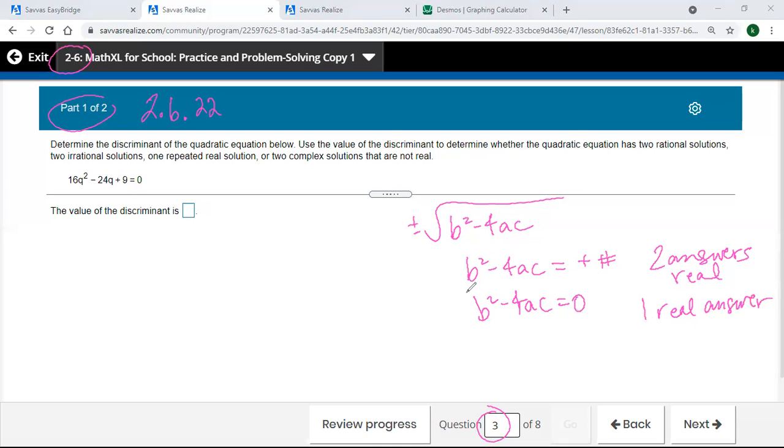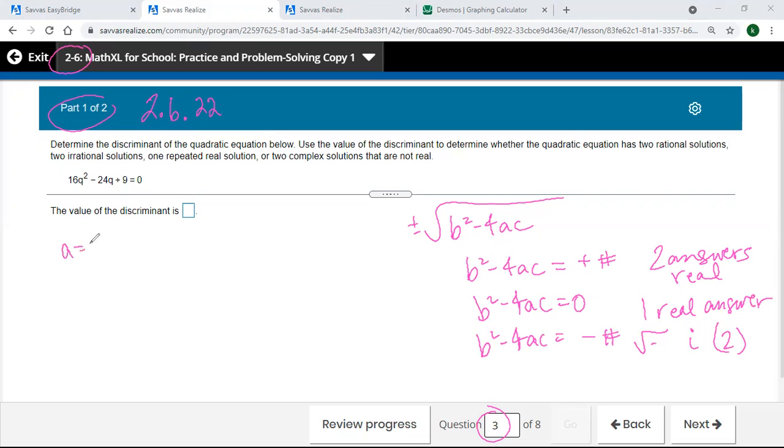And the last part is, if b squared minus 4ac equals a negative number, then you're going to get a square root of a negative. So you're going to get imaginary number solutions, and there'll be two of them. So anyway, let's go over here and check this out. It says determine the discriminant.